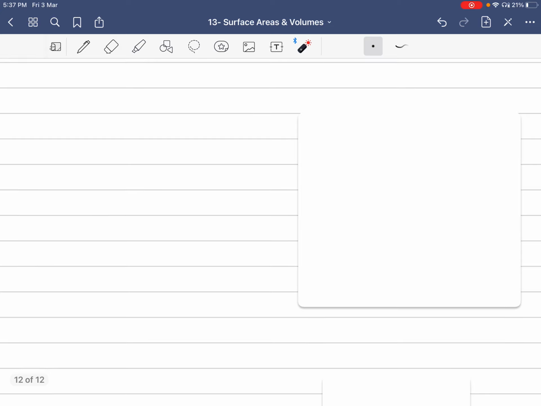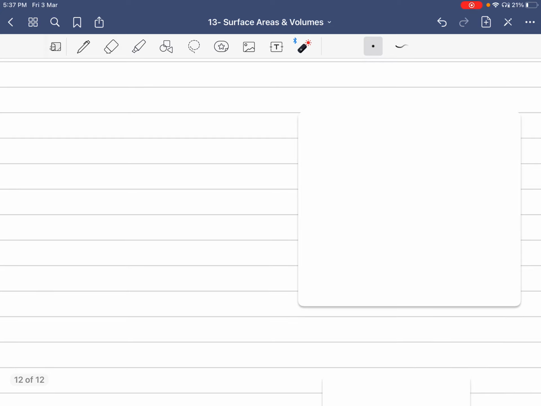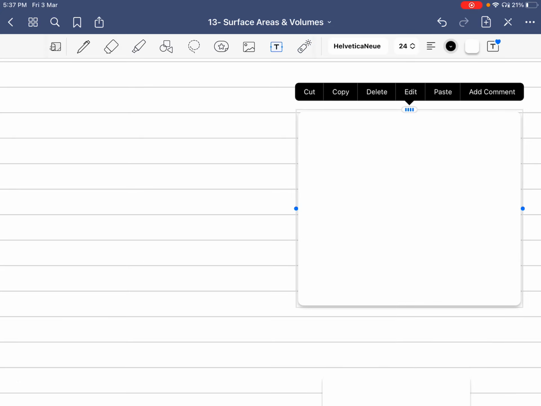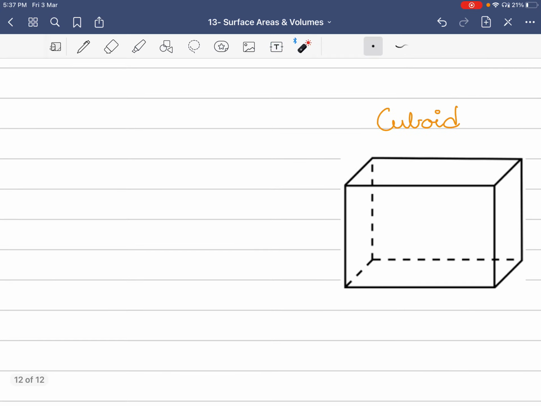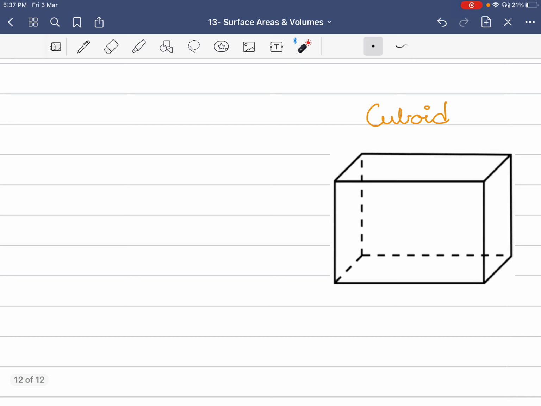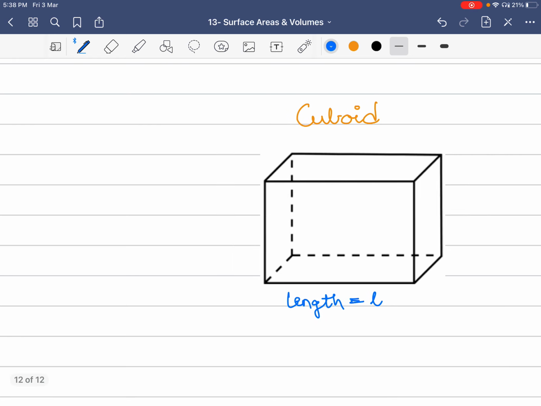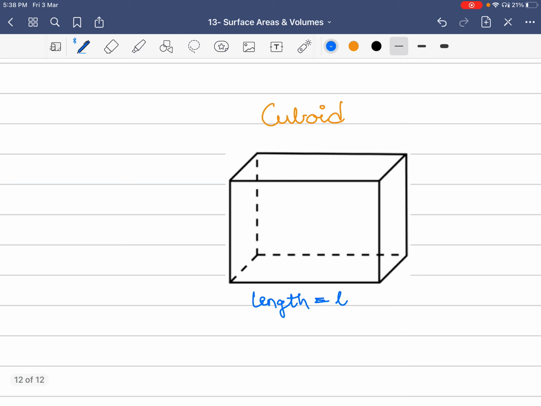Now we'll start with cuboid, the first three-dimensional solid figure that we have to see. So this is a diagrammatic representation of cuboid. Now we know that a cuboid is always defined by three parameters. So let me note down the three parameters. So this is length. I'm just going to write here length is equal to L. Then this portion is called the breadth.